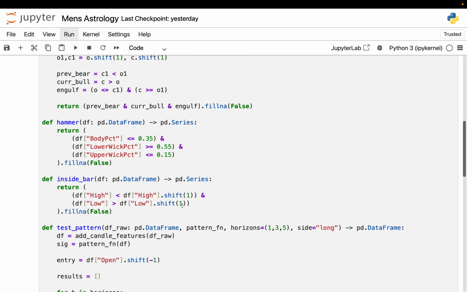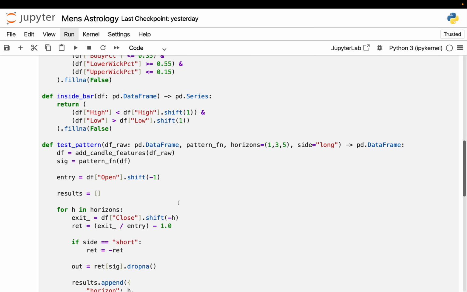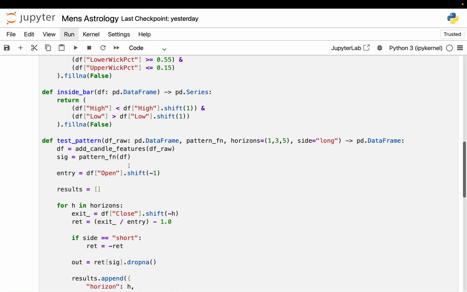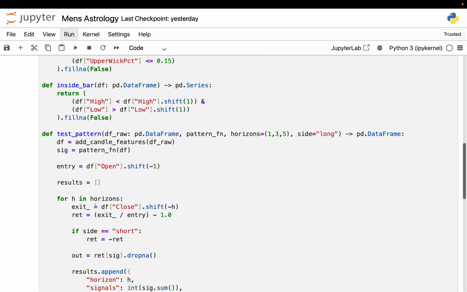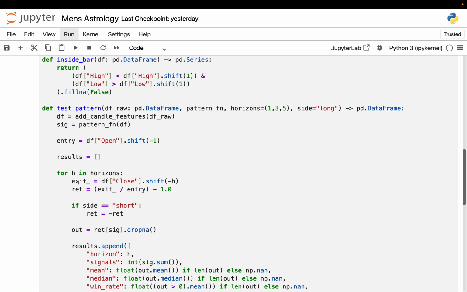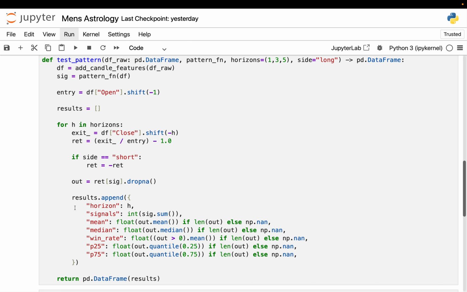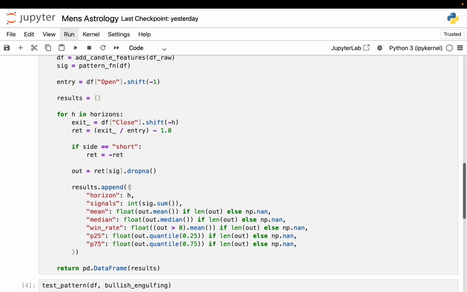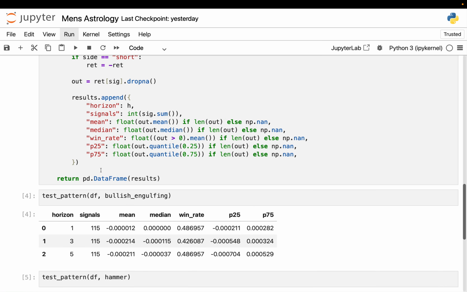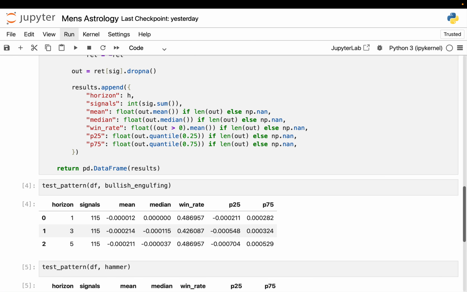When a pattern appears, and this is happening here in the test pattern function, I enter on the next bar's open. No same candle entries, no look-ahead bias. Then I measure returns after 1, 3, and 5 minutes. No optimization, no filters, no curve fitting. Either a raw edge exists or it doesn't. Then I'm just printing out some results, which I will get to when going over the results of those 3 candlestick pattern strategies. Starting with bullish engulfing.